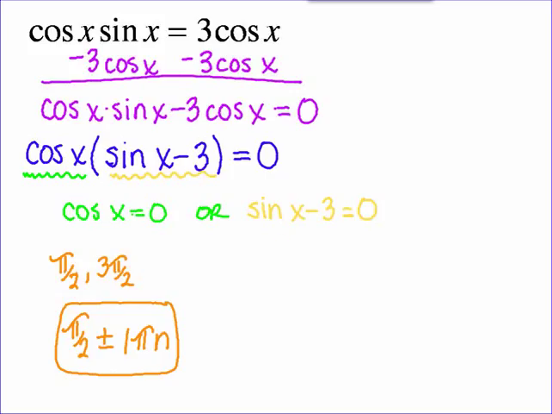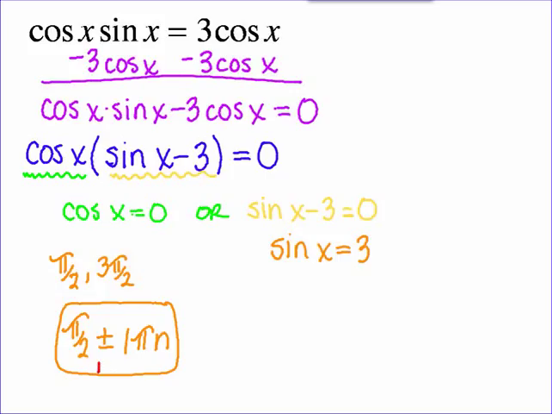And to solve the yellow solution, we get sine x equals 3. Where does sine equal 3? Nowhere. Why doesn't it equal 3? Because it's bigger than 1. Remember, sine only goes between -1 and +1.